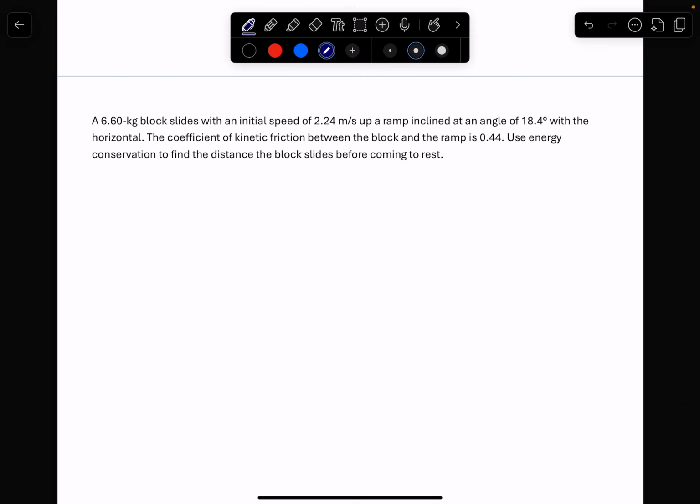So a 6.6 kg block slides with an initial speed up a ramp at an angle with the horizontal. The coefficient of kinetic friction, because it's moving, between the block and the ramp is 0.44. Use the energy. Okay, so first let's draw the situation. If that is my ramp and this is my block that's moving up, it has a mass m.